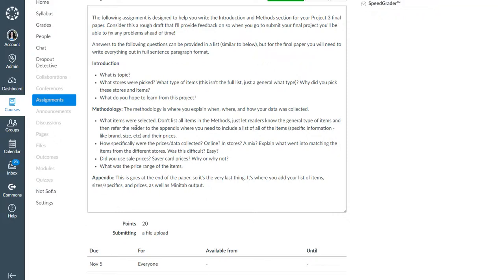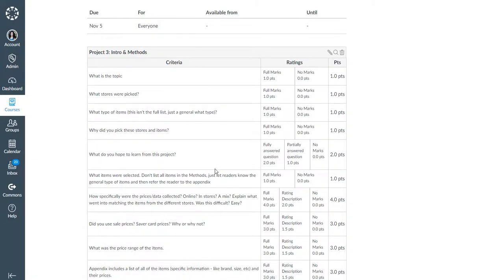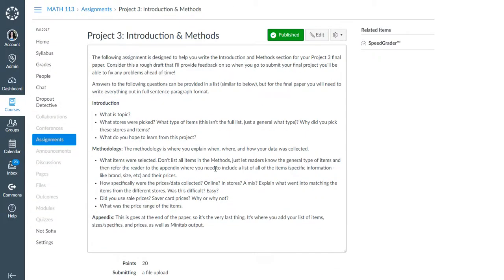Where it says then refer the reader to the appendix, the appendix is literally just another section at the end of your paper. You say appendix, and then you just give that actual table with all of your items, their sizes, and all of the different prices. Otherwise, how specifically were the price data collected: online, in stores, or a mix? Explain how you ended up matching the items. Was it difficult, easy? Did you use sale prices, saver cards? Why not? And what was the price range? And there's the rubric for how it's graded. That should be pretty straightforward because you're just explaining what you did.